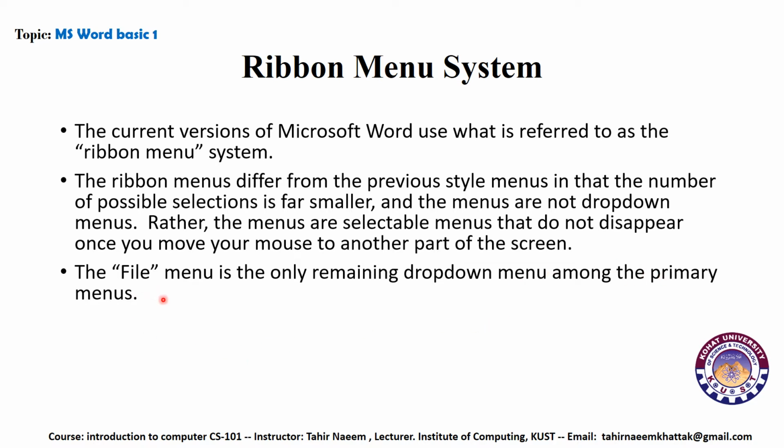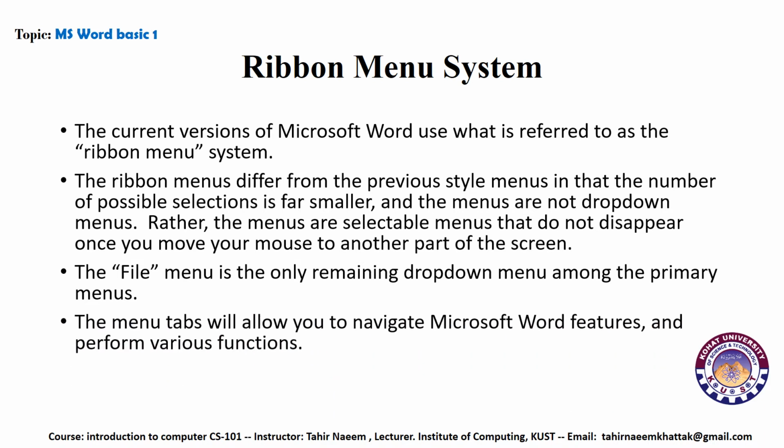The file menu is the only remaining drop down menu among the primary menus. As you have noticed in the previous image, the file menu is the only menu which remains the same regardless of the previous or the latest version, but the choices given in the file menu are somewhat different from the previous versions. The menu tabs will allow you to navigate Microsoft Word features and perform various functions. As I have previously discussed, the ribbons will enable us to use the different features or functions available in the menu, and we can perform them through it.